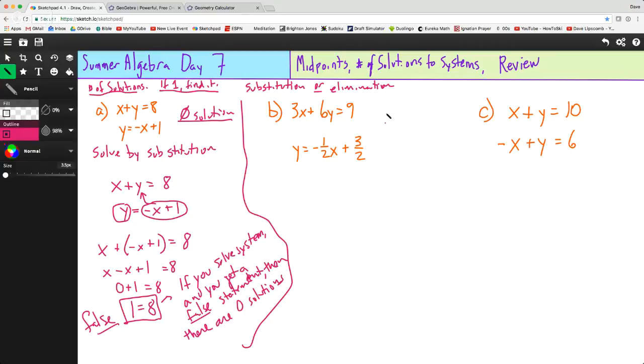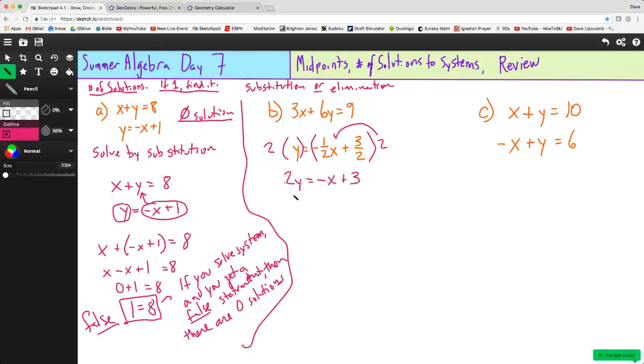Now we're going to solve this one the same way. We could solve this by substitution, but let's just do it differently. If we solved it by substitution, it would show the same thing, but I just want to show you how we solve this differently. Let's multiply both sides by 2, getting rid of our fractions. So we get 2y equals negative x, right? 2 times negative a half is negative 1 times x, negative x plus 3.